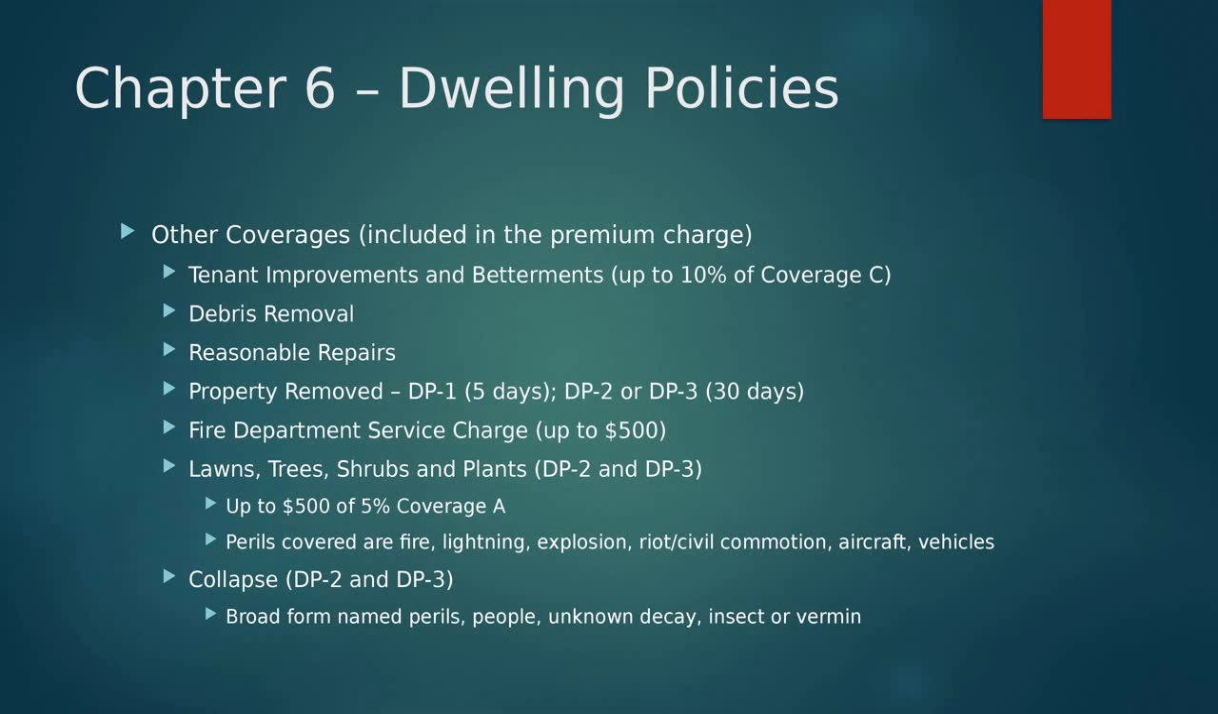Collapse coverage under DPs 2 and 3 is going to be in there. It's going to include broad form named perils, the weight of people, unknown decay, insect, or vermin.